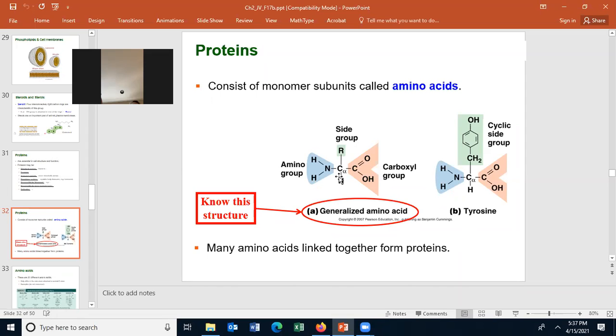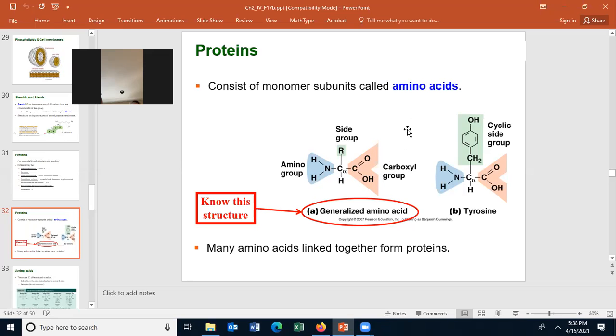On one side of the carbon is an amino group, that's NH2 right here. And that's what gives the amino acid its name, the amino group. And then the other side is a carboxyl group, which gives it the acid part of the name. I'll explain that in a minute. Anyways, the amino group is on one side of the carbon, the carboxyl group is on the other side.